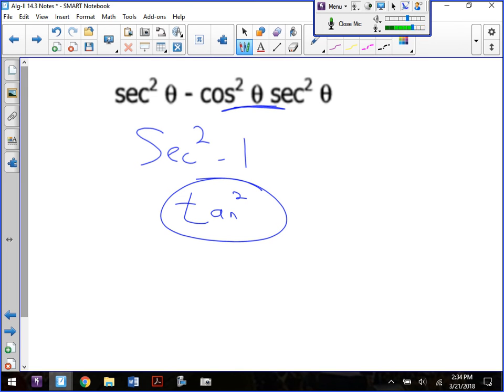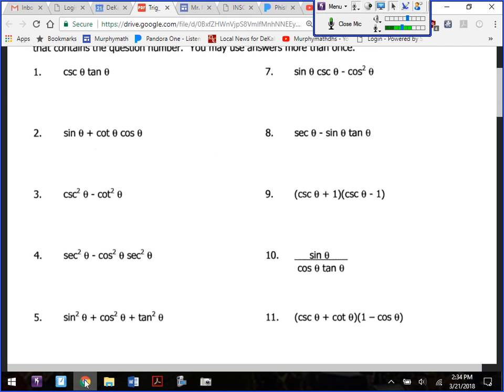The identity says tangent squared plus 1 is secant squared, which means you can manipulate that and get tangent squared by itself. Now, if you pulled out a secant squared and factored it out, you would have wound up with secant squared times the quantity 1 minus cosine squared. Well, the 1 minus cosine squared would have been sine squared. You would wind up with sine squared over cosine squared, which still winds up being tangent squared. There you are. It's like the second problem.